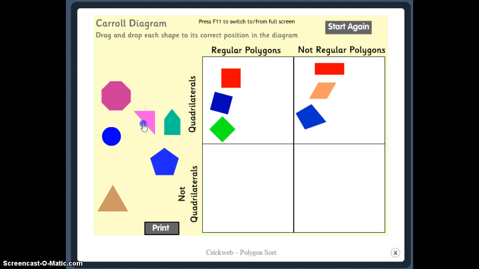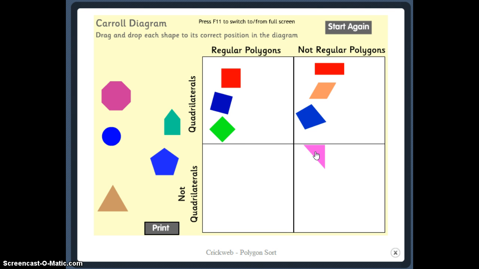Okay, then we have this guy here. We all are familiar with our triangles. So is this going to be a quadrilateral? No. Remember last week we learned that our quadrilaterals have four sides. So we know we're going to be either in the bottom left or the bottom right category. So let's try our regular since that's been our trend. Oh, and it's kicking it back. So it must not be a regular polygon.